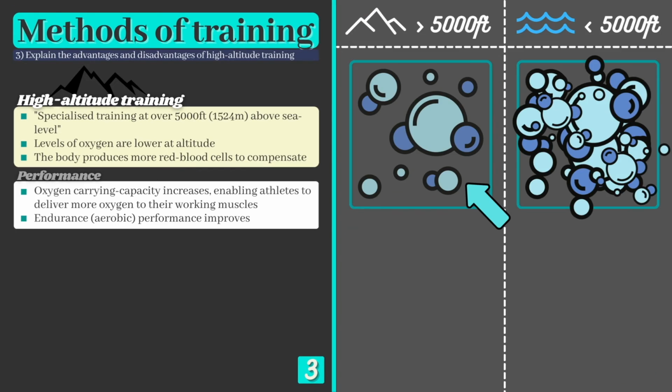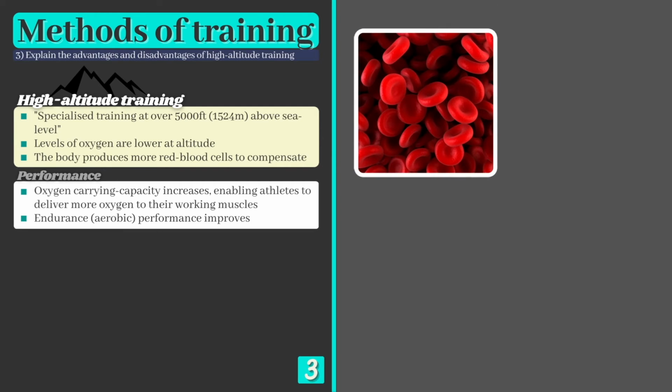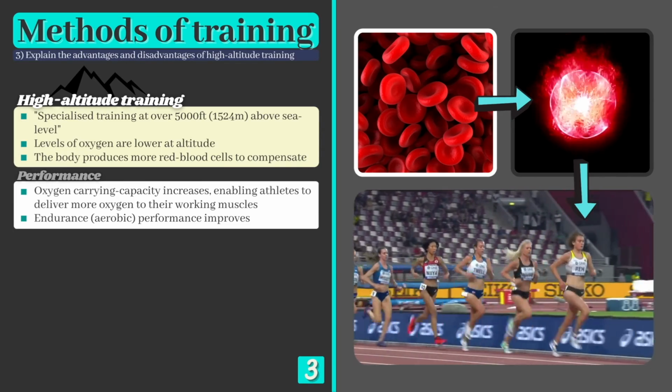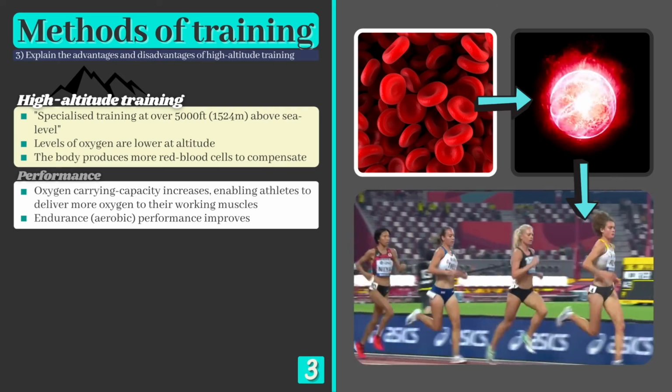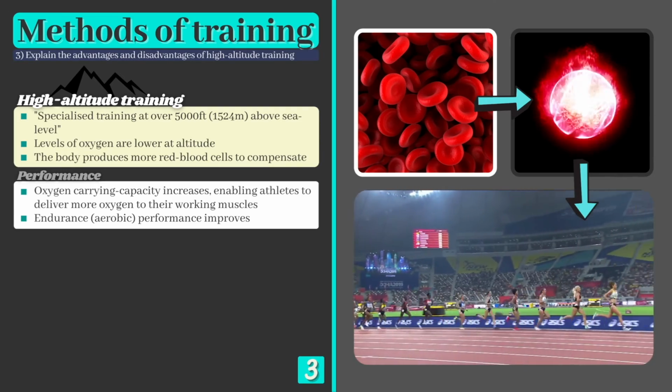Well, since air is less dense at altitude, oxygen levels are lower, making it more difficult to meet the requirements of the working muscles. To compensate for this, the body produces more red blood cells, leading to an increase in the oxygen carrying capacity of the blood. When the athlete returns to sea level, they are now able to transport more oxygen via the blood than they were before the training, leading to an increase in energy production and allowing them to work at higher intensities and for longer durations. So the performance benefit is obvious, but why isn't altitude training used by more of us?